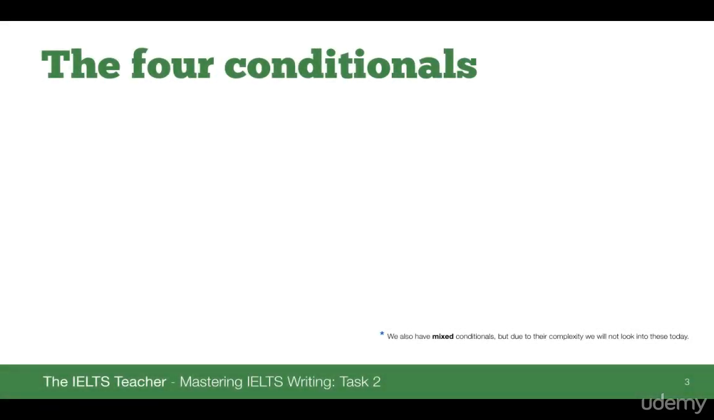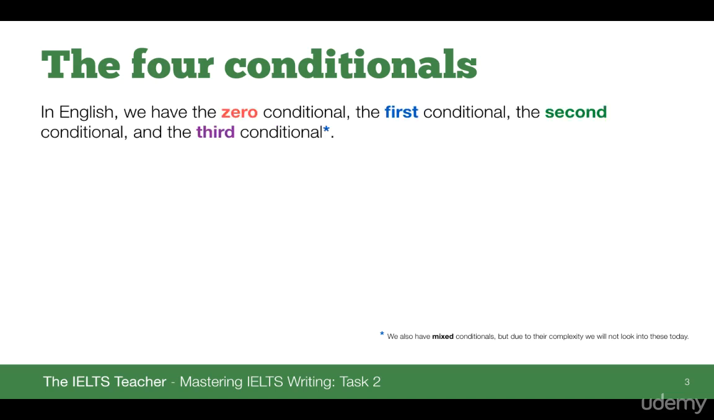So let's remind ourselves of the conditionals. In English we have 4 conditionals. We have the zero conditional, the first conditional, the second conditional and the third conditional. As you can see down at the bottom there, we also have mixed conditionals, but those are pretty complex, so we're not going to focus on those today, maybe in a future lecture. Let's remind ourselves of how each conditional is used and why each conditional is used.